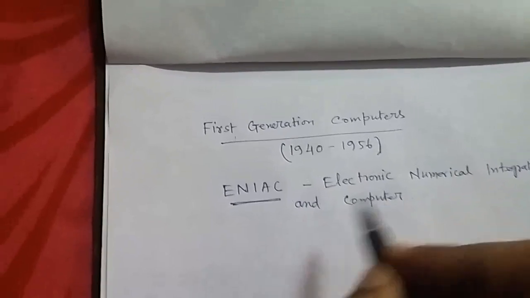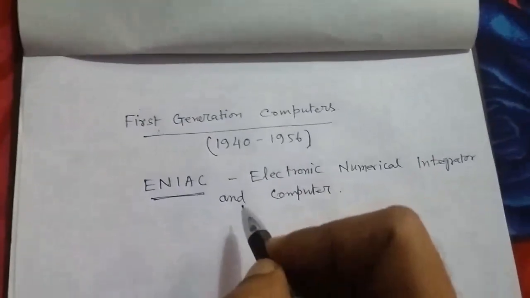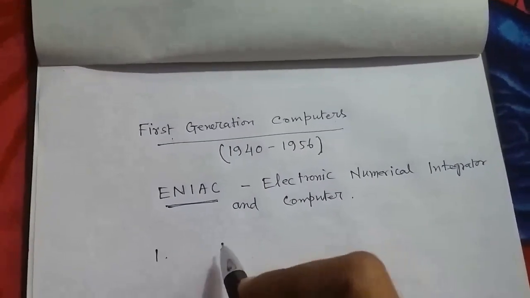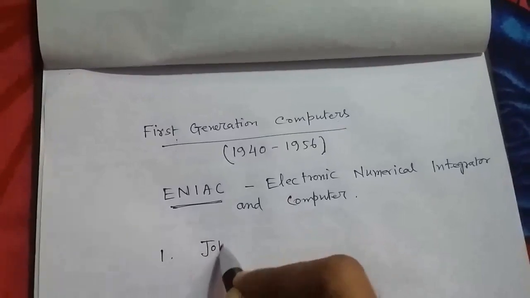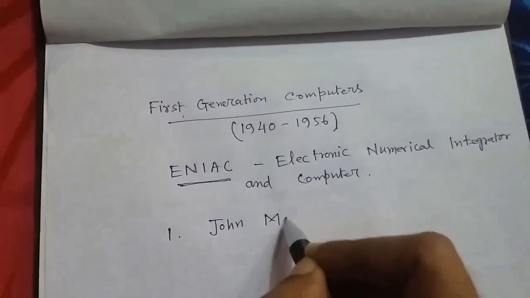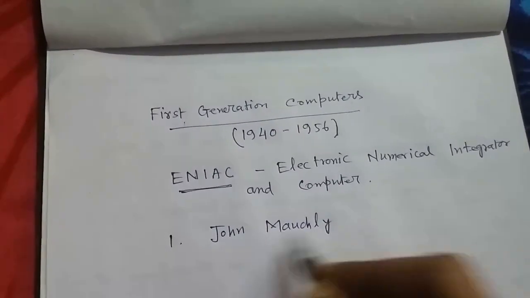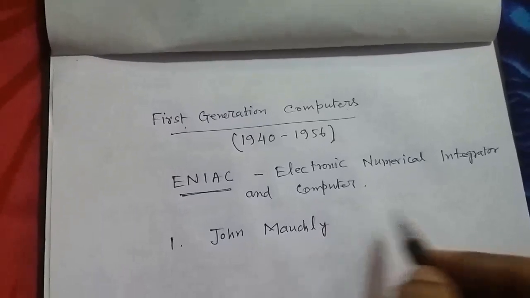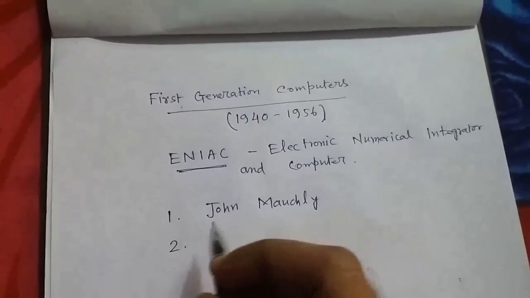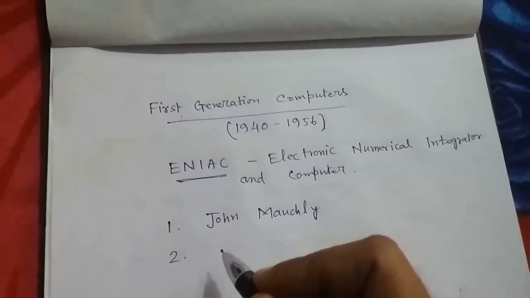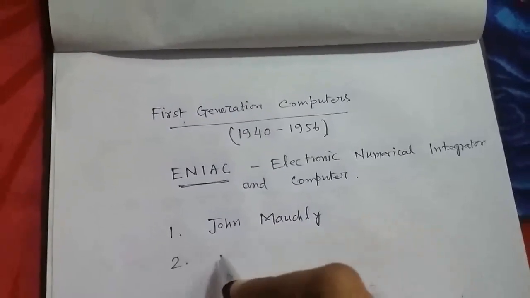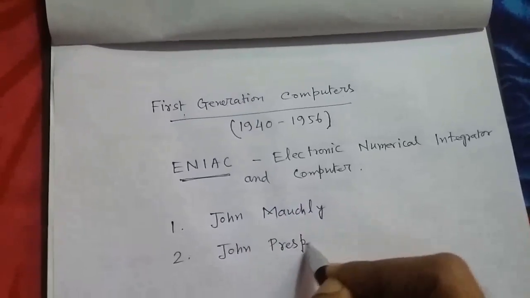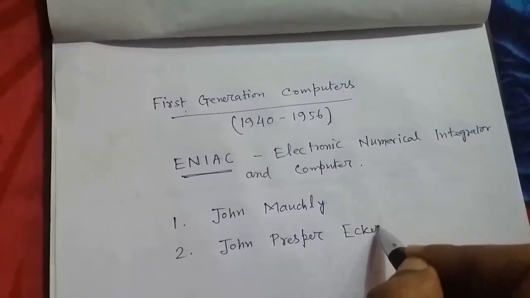It was designed by two famous personalities. Number 1, American physicist John Mauchly, M-A-U-C-H-L-Y. And number 2, American electrical engineer Professor John Presper Eckert.